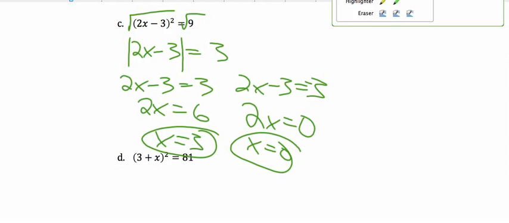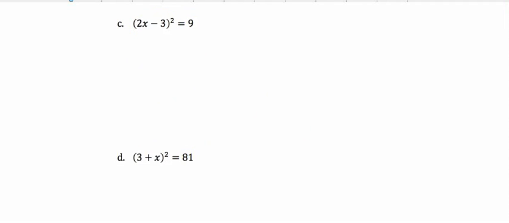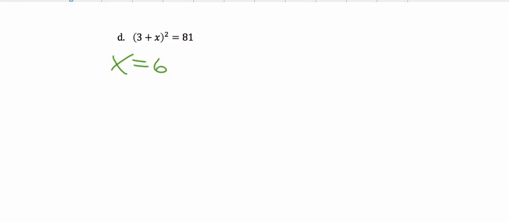And for the last one, just in an effort to keep this relatively short, I'm just going to jump straight to the answers. You should have gotten x equals 6 and x equals negative 12. If you didn't get those answers, make sure to discuss that in your group.